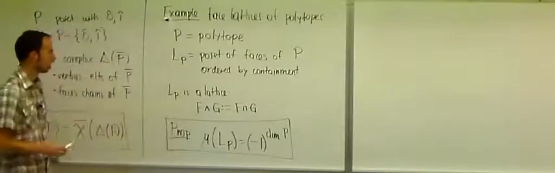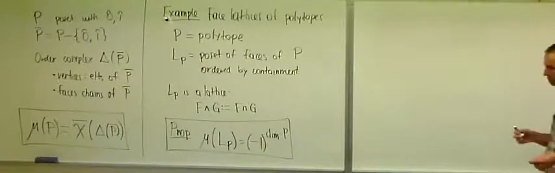Okay, and you could do it in this example. You can compute the Mobius numbers, and you'll see that they go 1, -1, 1, -1, 1. Okay. So let's go ahead and prove this.